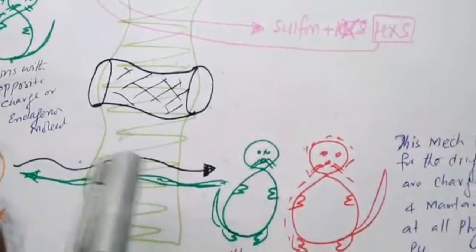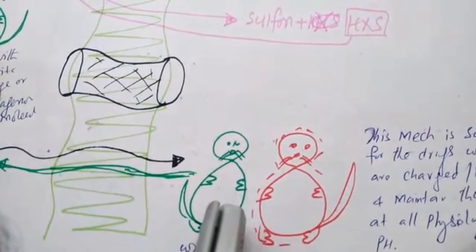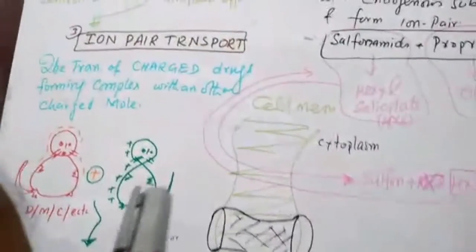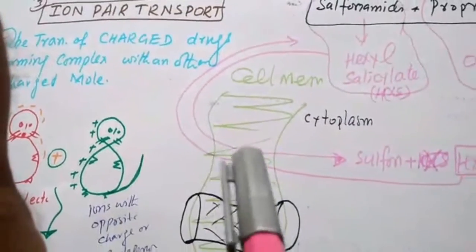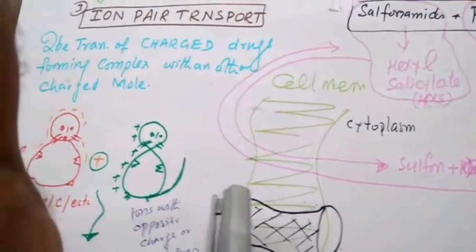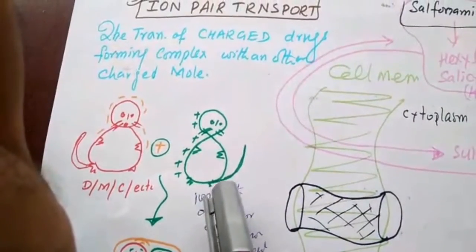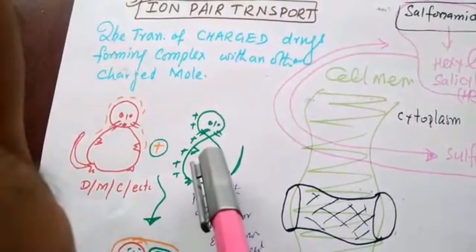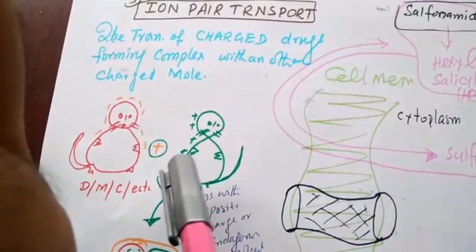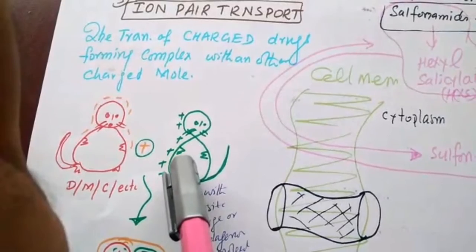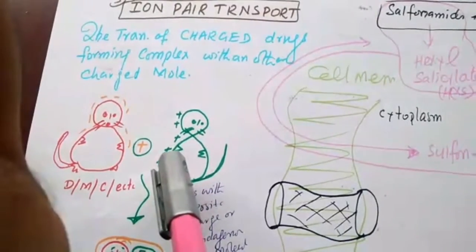So this complex formation with ion is for those drugs which can stabilize themselves in charged form. Second possibility, the drug forms a complex with endogenous material such as hexyl salicylate or oleic acid. The drug forms a complex with endogenous substances which are highly ionized.